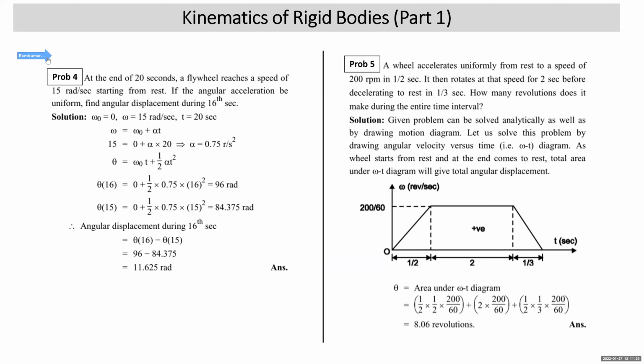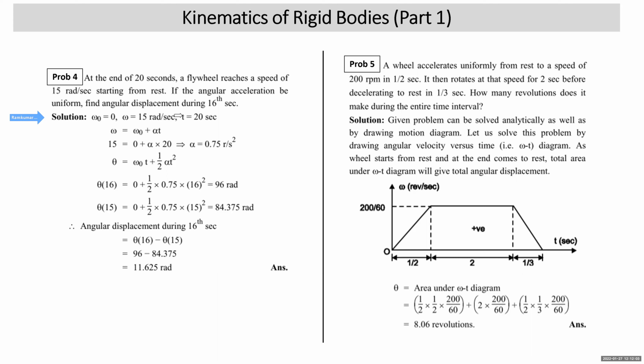Next, I read that at the end of 20 seconds, a flywheel reaches a speed of 15 radian per second starting from rest. That means what is given here? Omega naught is 0, omega is 15 radian per second, and t is 20 seconds. If the angular acceleration is uniform, find the angular displacement during the 16th second, not 16 seconds. He's asking for displacement during the 16th second.